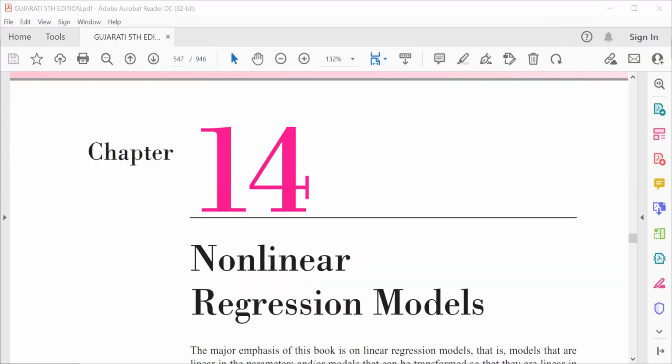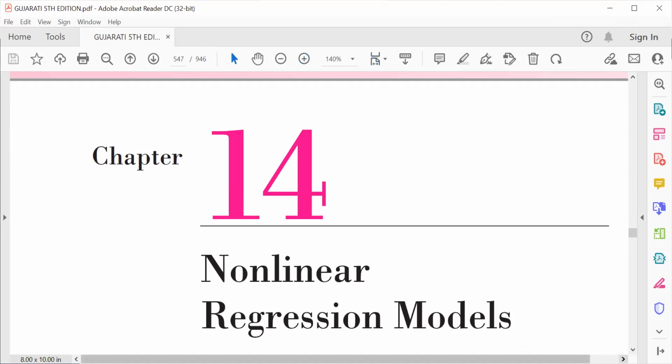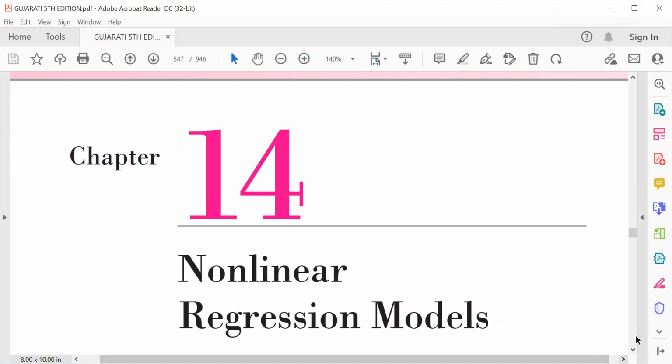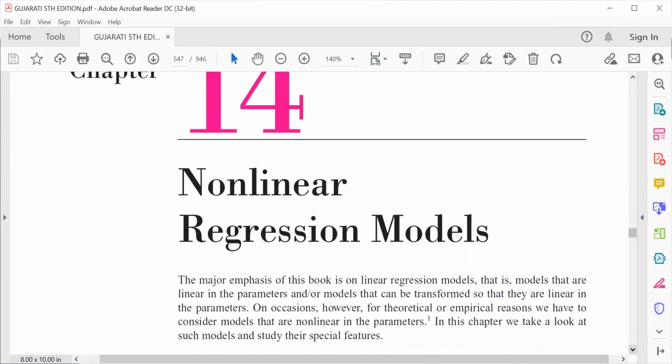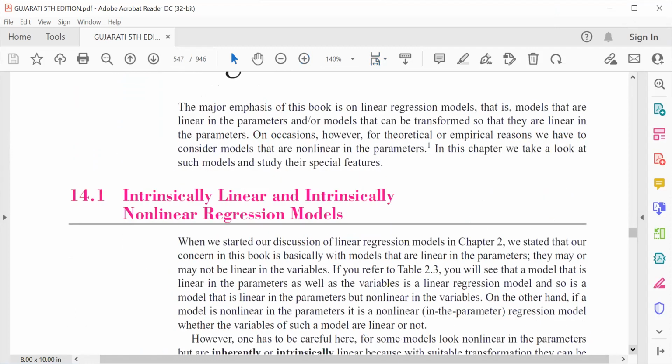Today we are talking about nonlinear regression model. In the previous classes we discussed about linear model. So now we are talking about nonlinear model.